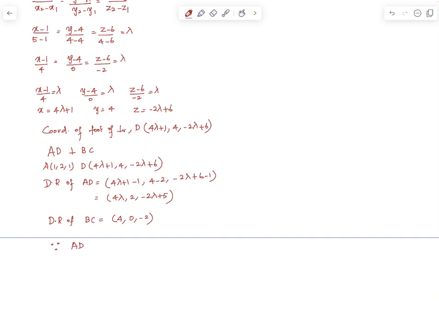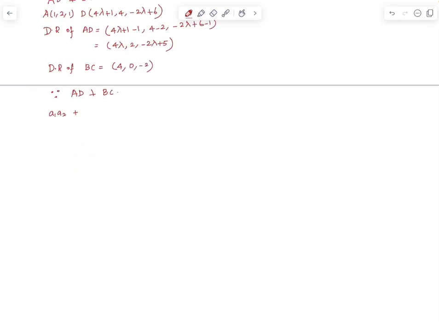Since AD is perpendicular to BC, A1 A2 plus B1 B2 plus C1 C2 is equal to 0. That is 4 lambda times 4 plus 2 times 0 plus minus 2 lambda plus 5 times minus 2 is 0. 16 lambda plus 4 lambda minus 10 is 0. 20 lambda is 10 and lambda is half.